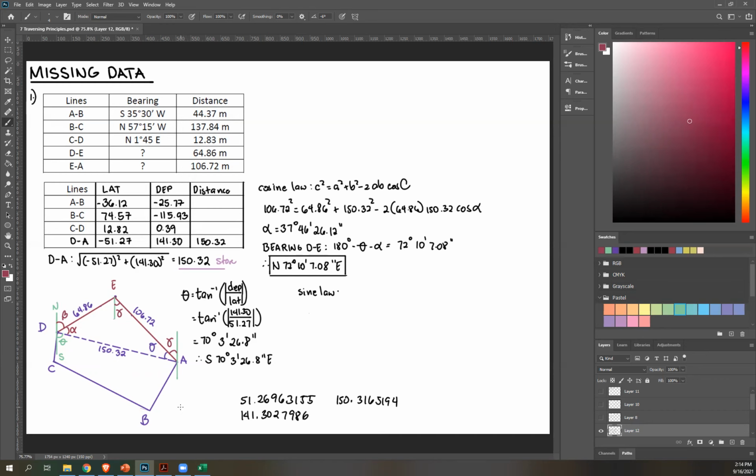And we know the angle of this, right? That is, this entire thing is theta.